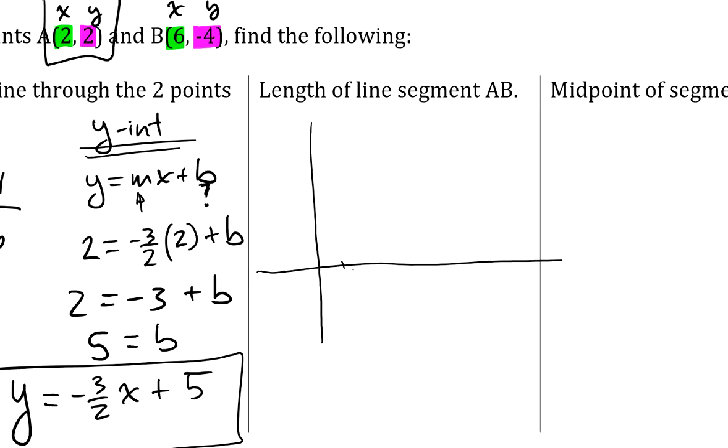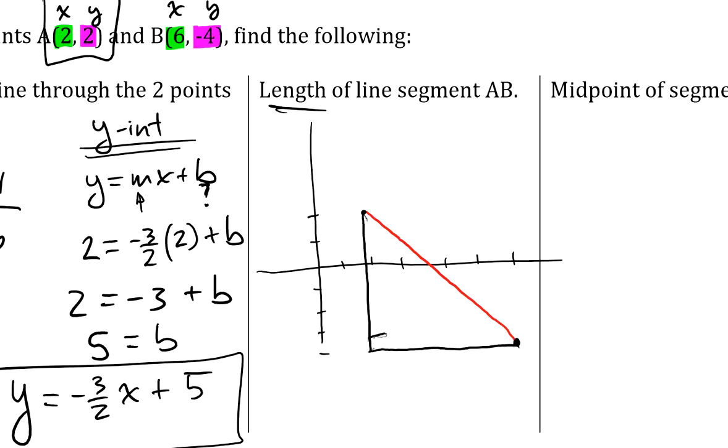I've got x is 2, y is 2. I've got x is 1, 2, 3, 4, 5, 6, and y is actually negative 1, 2, 3, 4. So here's the other point that I have. And this question is asking me to find the length of this segment. In other words, how far is it from one point to the other? And whenever we're doing this on the Cartesian coordinate plane, we invariably get to a point where we want to consider a particular right triangle.